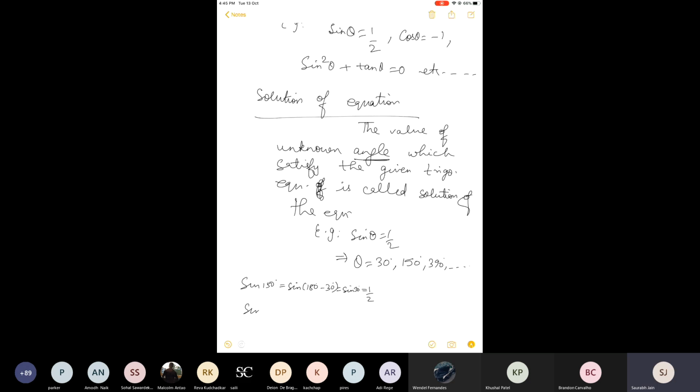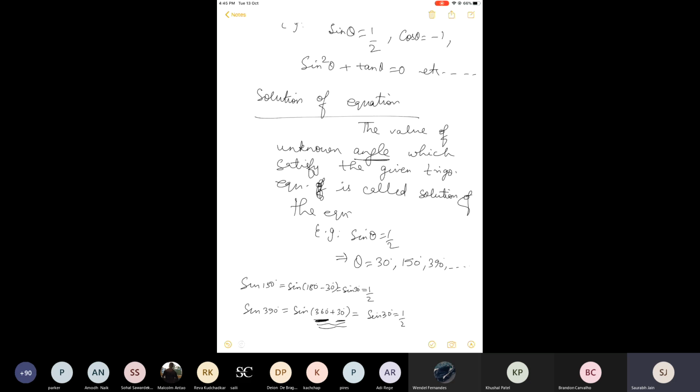Then sine 390 degrees. How can we calculate 390? By writing it as 360 plus 30. 360 is an even multiple of 90, so it will remain sine only and it will be positive. Why? Because the quadrant is first. 360 means you are back at the positive x-axis, plus 30 means first quadrant. After fourth, first comes again, then second, then third and fourth. So once again this value is half.